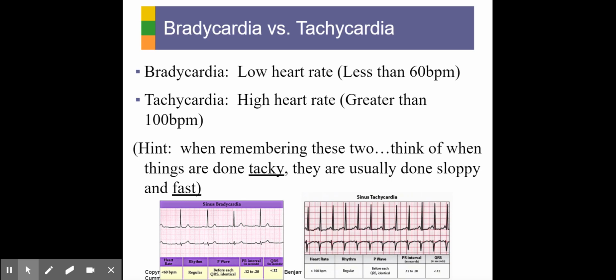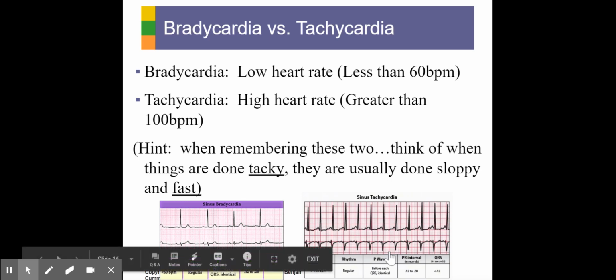Athletes should be on the lower end. It's not unheard of seeing athletes with heartbeats in the 30s and 40s. And people with disorders or disease, a lot of times will have heart rates above that. The way to remember that is a little hint here. There are two ways to think about it. Think of things being done tacky. Tacky means sloppily, so that would be done fast. So you would see a tachycardia kind of rhythm.